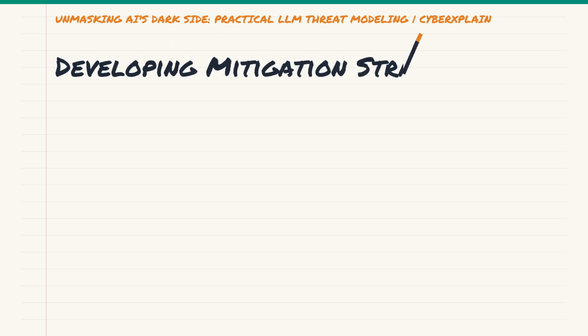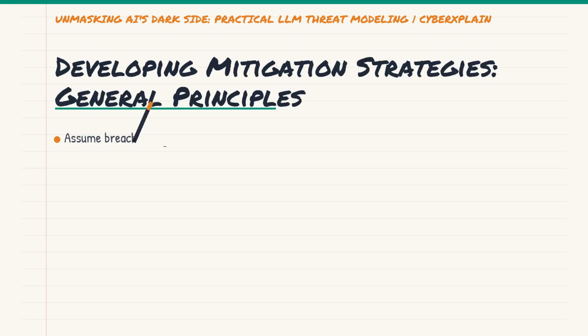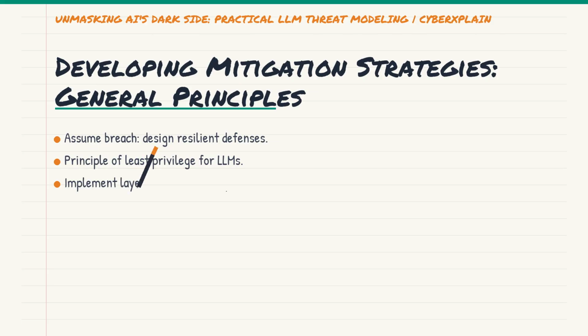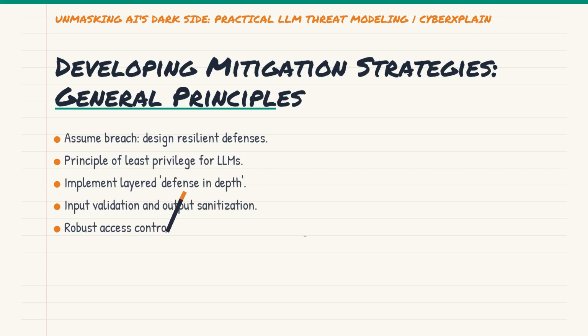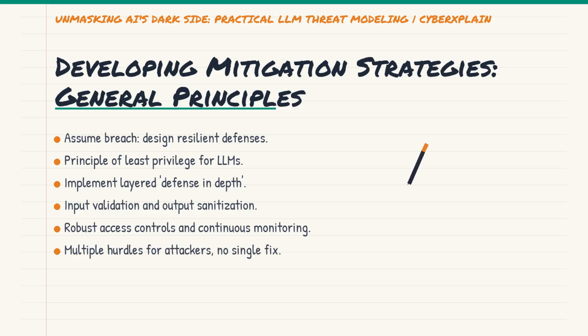Now that we've identified threats and vulnerabilities, how do we fix them? Developing mitigation strategies for LLMs follows some general security principles. First, assume breach: design defenses as if an attacker will eventually get in. Second, apply the principle of least privilege. Give your LLM only the permissions it absolutely needs and no more.